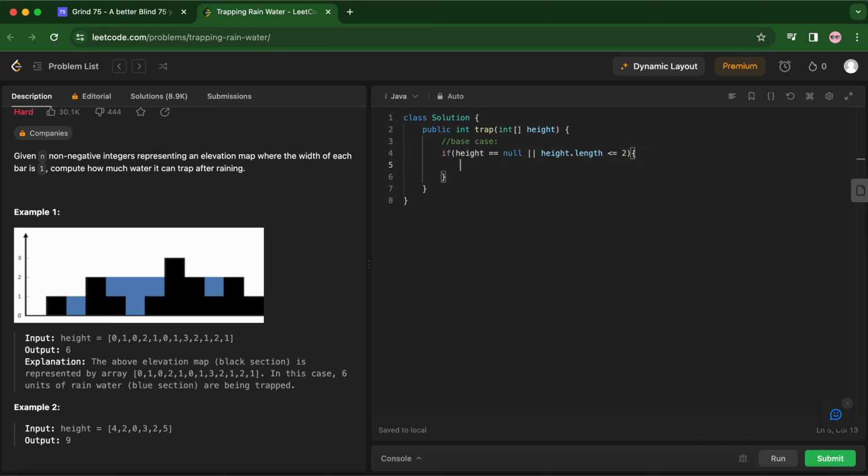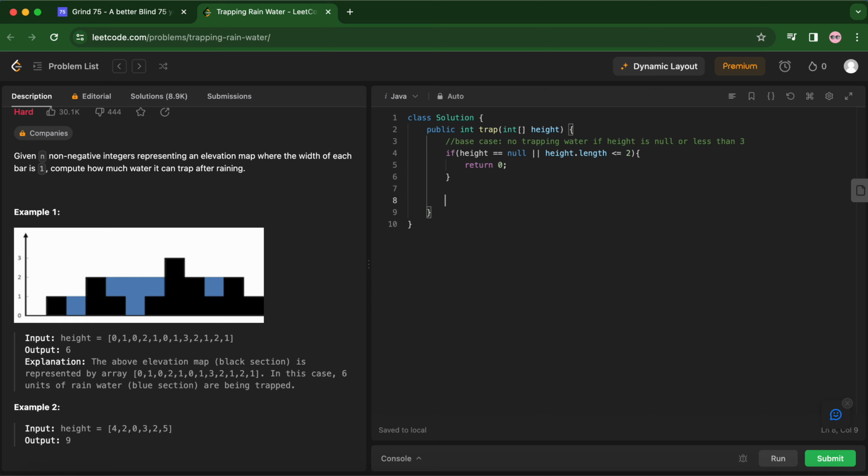Why this? Because if you have only 2 bars, where will you store the water? For whatever values, you need a minimum of 3 bars, 1, 2, 3, to store the water in the middle, right? So we can say base case, no trapping water if height is null or less than 3, right? So with this we can say return 0.